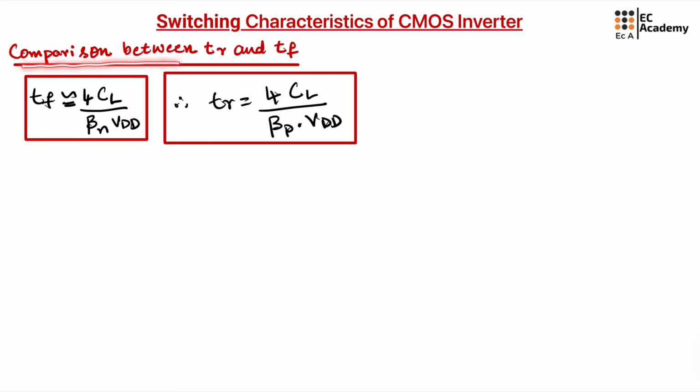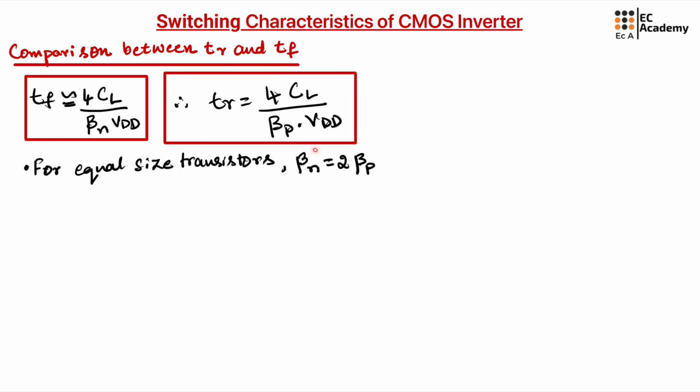Now let us compare the rise time and fall time. We have fall time approximately equal to 4CL divided by beta n VDD, and we have rise time approximately equal to 4CL divided by beta P into VDD. Both the formulas look same. Now for equal size transistors, approximately beta n will be equal to 2 times beta P. Now here, why beta n is greater than beta P? Here beta n is larger.